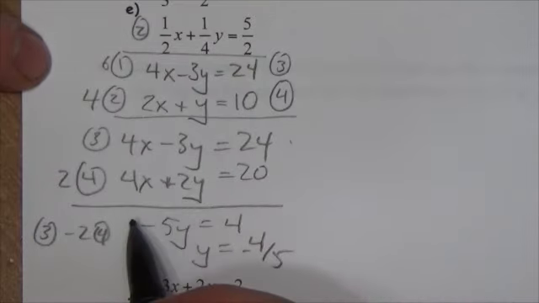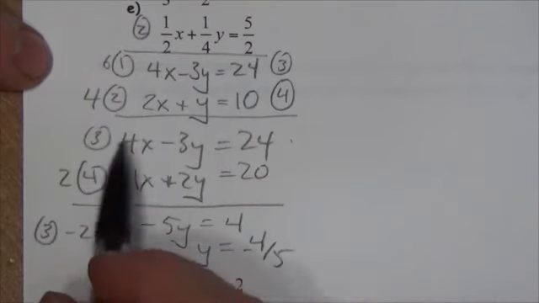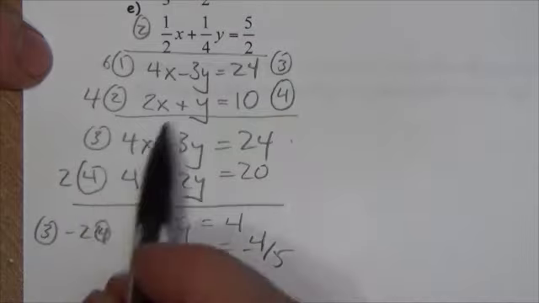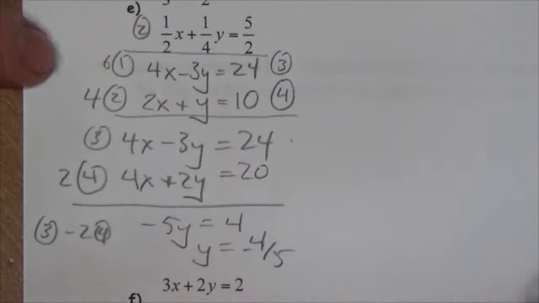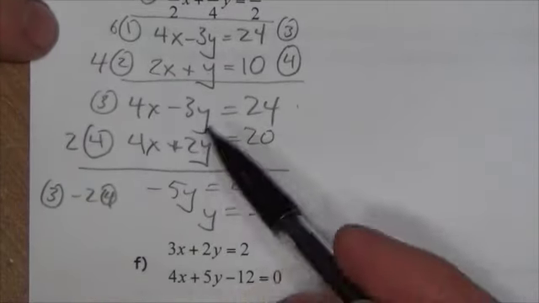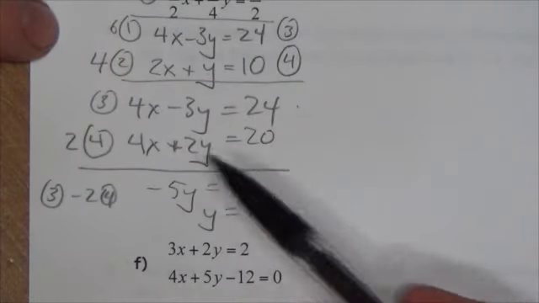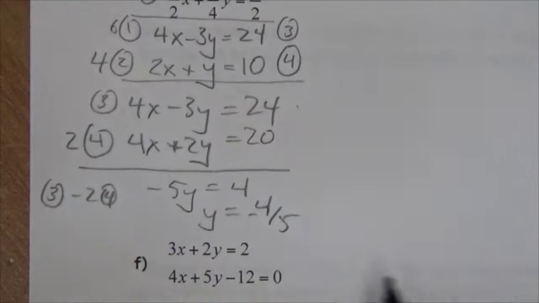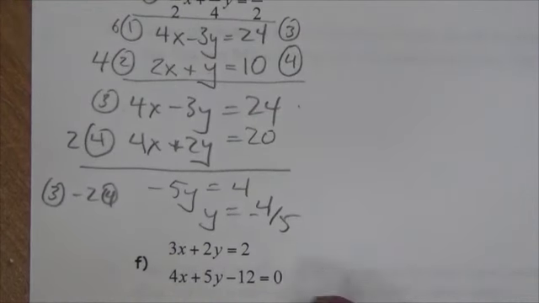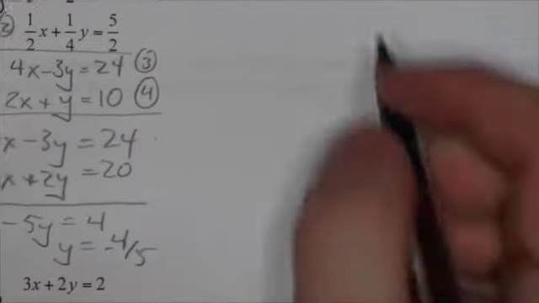Okay, multiply through by 2. Did I multiply through everything by 2? 2x becomes 4x, y becomes 2y, 10 becomes 20. Yep. So maybe I subtracted wrong. Well, the 4's go away. Negative 3 minus 2, negative 5, 24. Okay, well, negative 4/5 looks right. Now, I should be a little bit cautious, but everything looks in order, so I keep going.